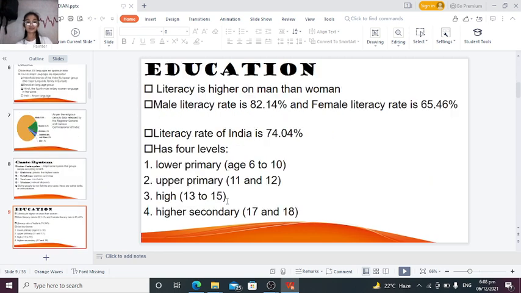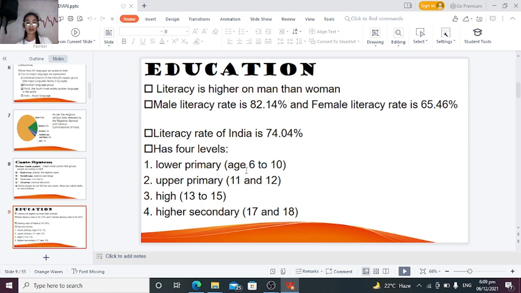In terms of education, literacy is higher in men than women. It means mas magaling ang mga lalaki kaysa sa babae. The male literacy rate is 82.14%, while the female literacy rate is 65.46%. And the total literacy rate of India is 74.04%. In terms of their education, it has four levels.